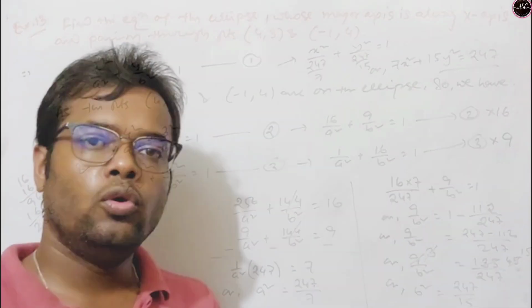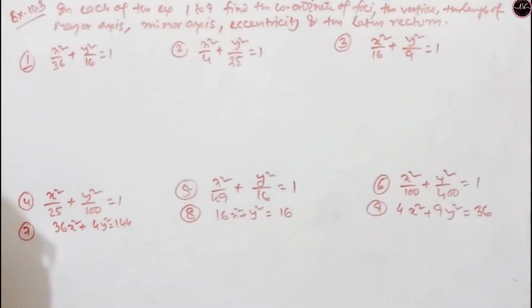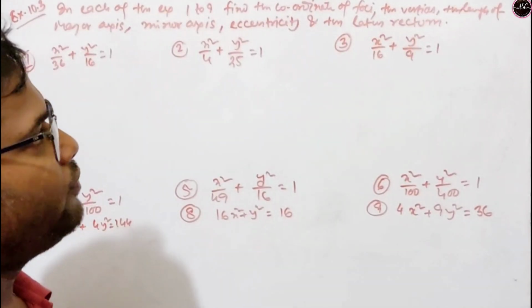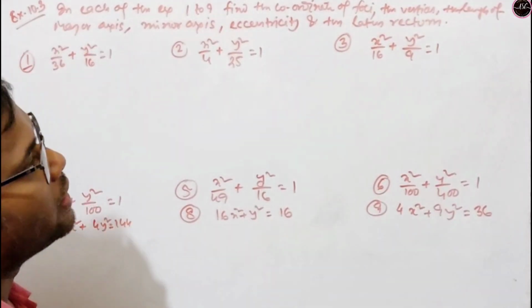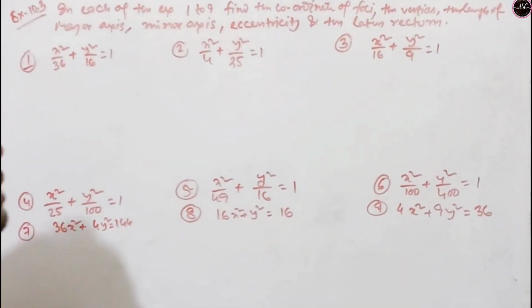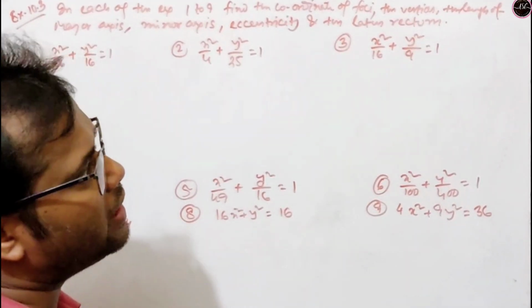Okay. Now we will do the exercise number 10.3 of your NCERT textbook. Just look at this question. In each of the exercise 1 to 9, find the coordinate of the foci, the vertices, the length of the major axis, the length of the minor axis, eccentricity and the latus rectum.